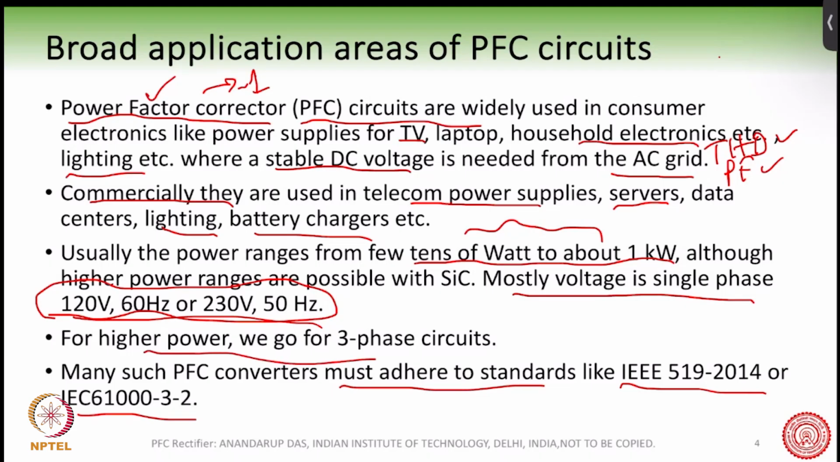We can use three-phase VSCs, but we can also have three-phase PFCs. But in this course, we will primarily focus on the single-phase supply.